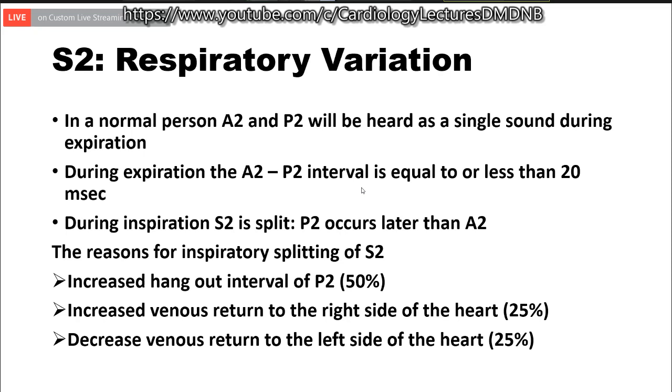2 to 3? No, 1 to 2. Not 2 to 3, 1 to 2. The systemic vascular resistance is around 10 to 12 times more than the pulmonary vascular resistance. Because of that, the pulmonary artery hangout interval is much more than the systemic artery aortic hangout interval.